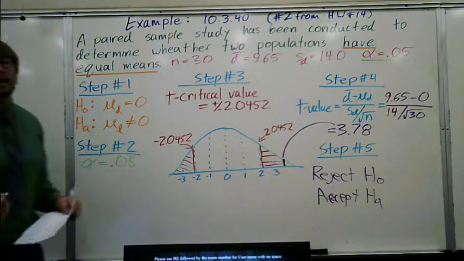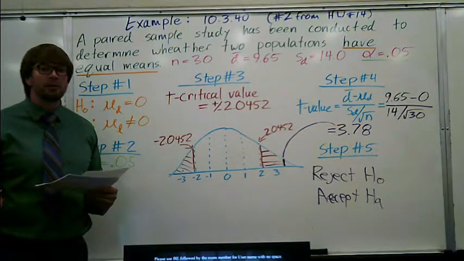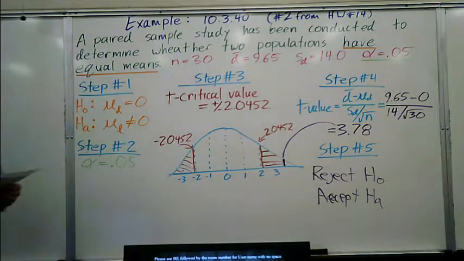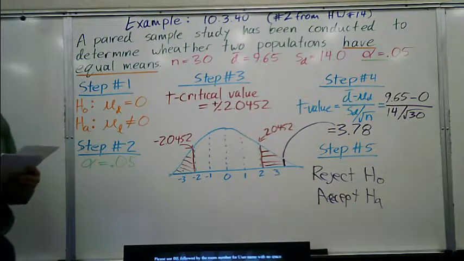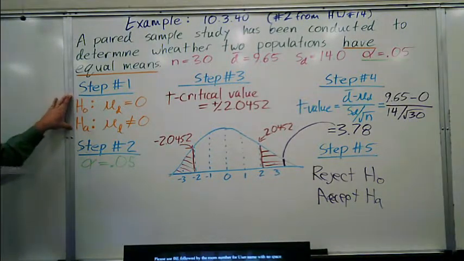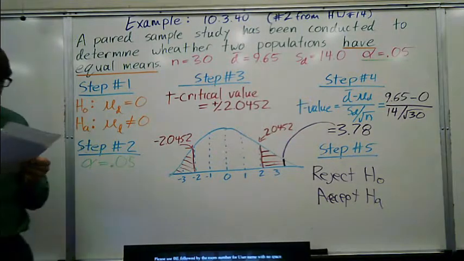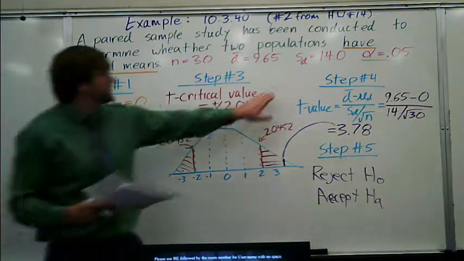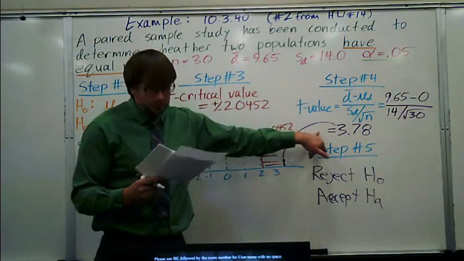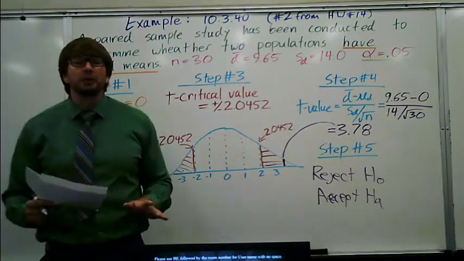Now, let's go ahead and answer the questions they actually asked you for your MyStatLab homework. Part 1 was just to identify the null and alternative hypotheses. Of course, that was our step 1 right here. Step number 2 was to identify the test statistic. That was our step number 4 over here. Ours was 3.78.